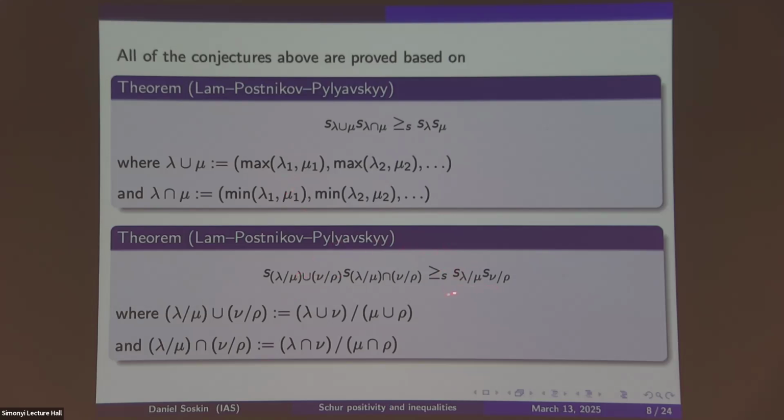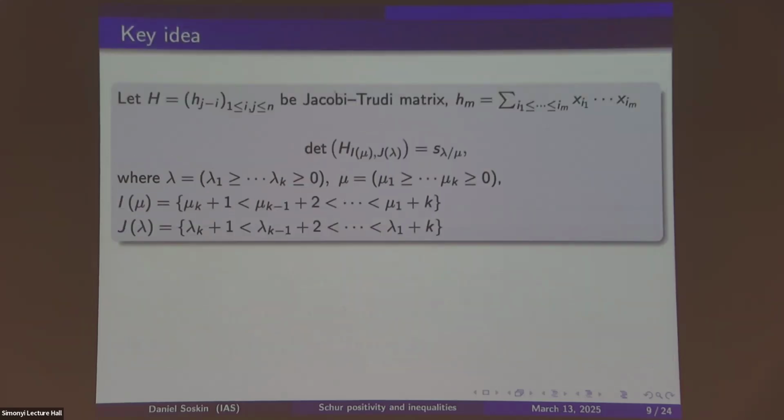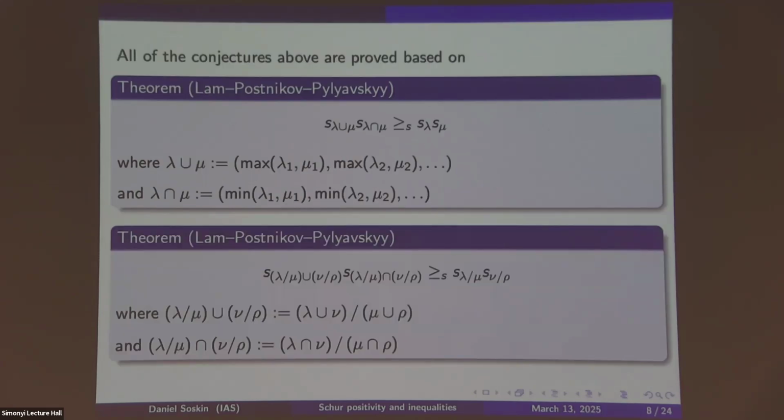So if you have two skew shapes, lambda over mu and nu over rho, you can define what the union of two skew shapes is and what the intersection of two skew shapes is. So we take the union of lambda and nu, and the union of mu and rho, and also the intersection of lambda and nu, and of mu and rho. So is this intersection just intersecting the diagrams? Yes. So it could be empty. Yes, then you will get back to this case.